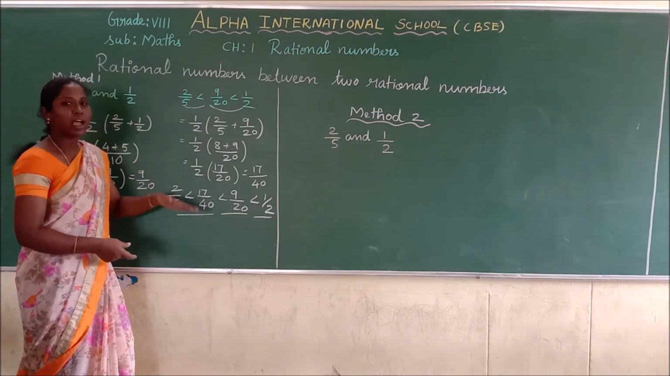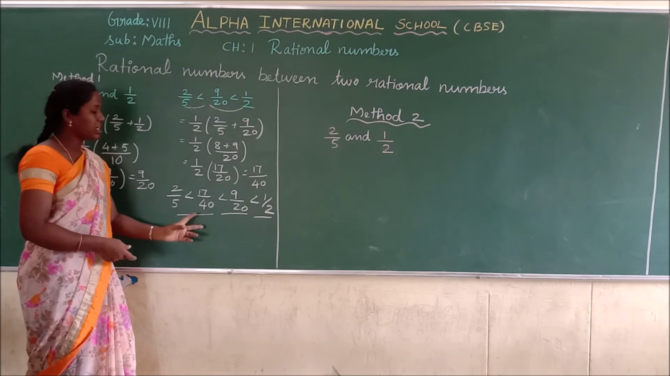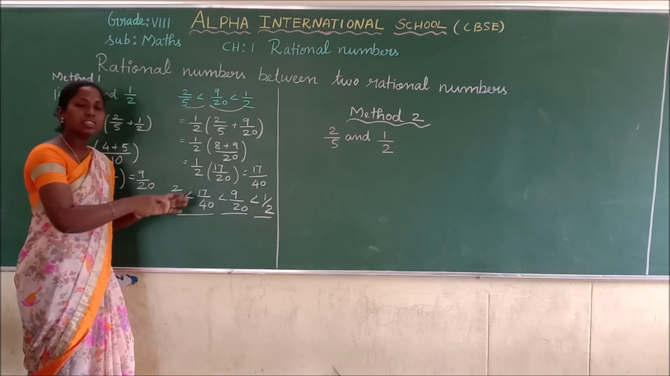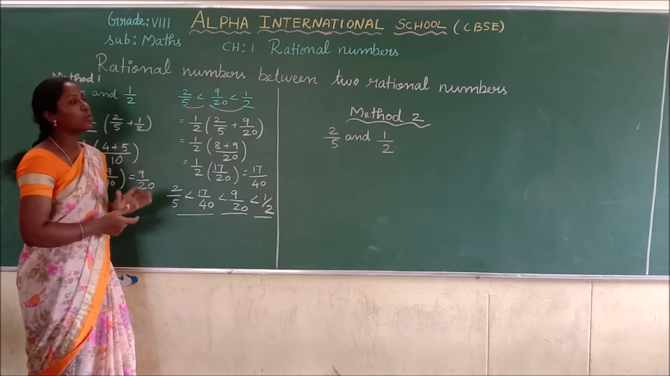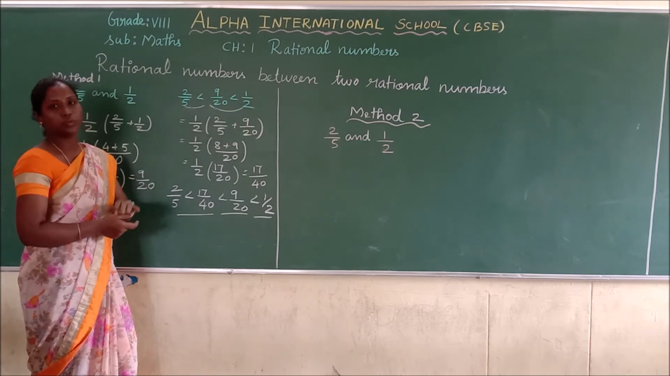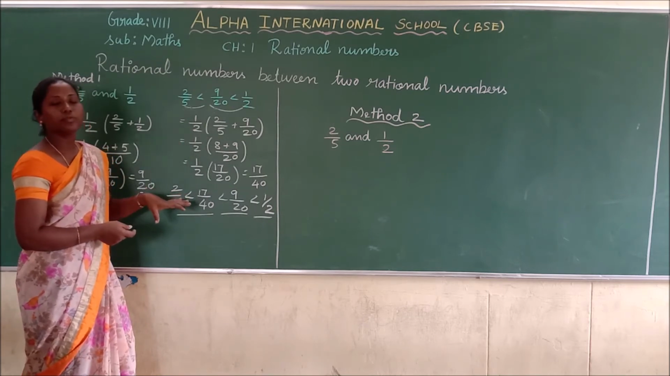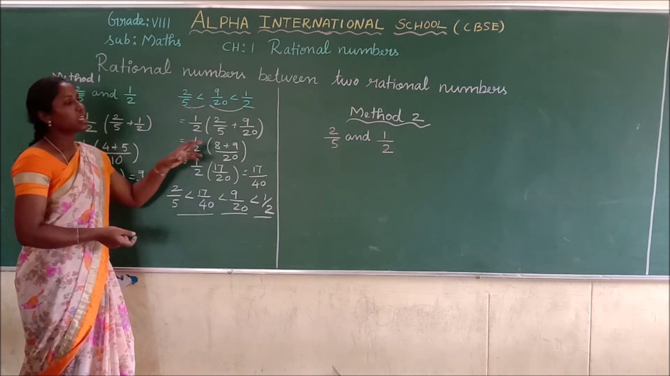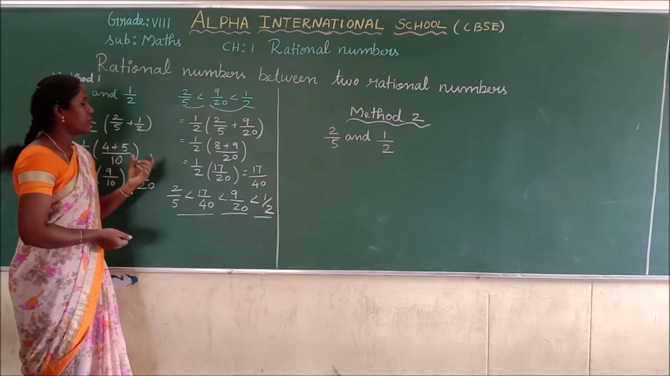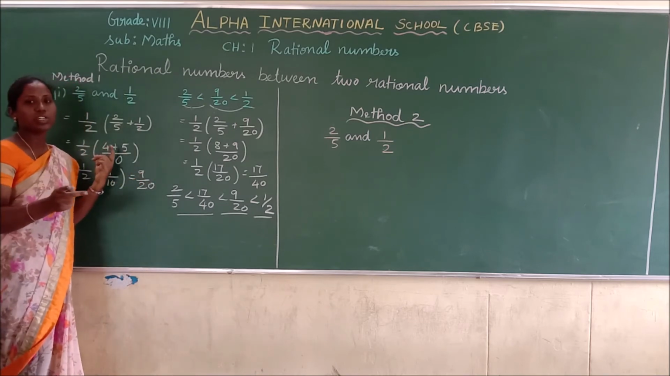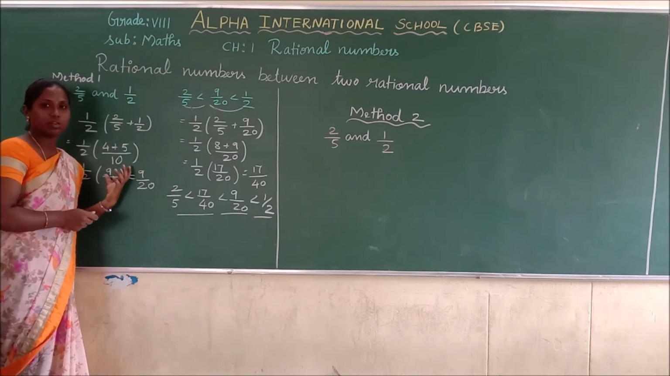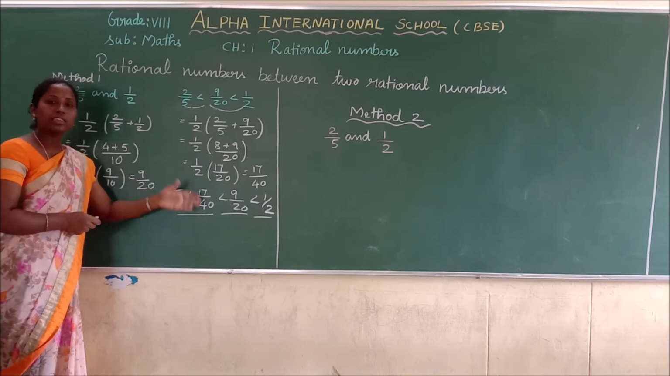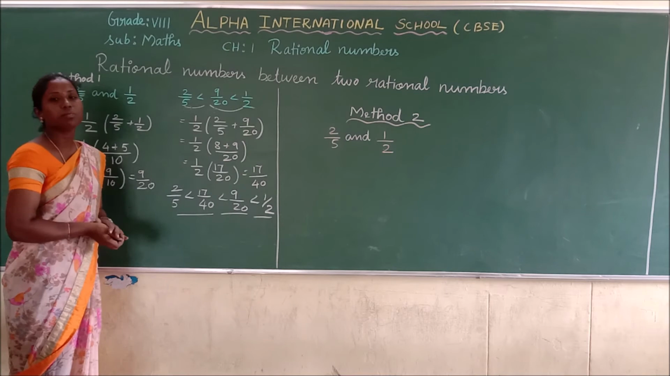Okay, going on to finding the mean for the interval between two rational numbers. We are going to use method 2. In a short way, this is how to find 2, 3, 4, 5 or 10 rational numbers between given two rational numbers. If you are asked to find 1 or 2 rational numbers, you can use the other method. For 3, 4, 5 rational numbers, it will be a lengthy process, so we are choosing method 2.